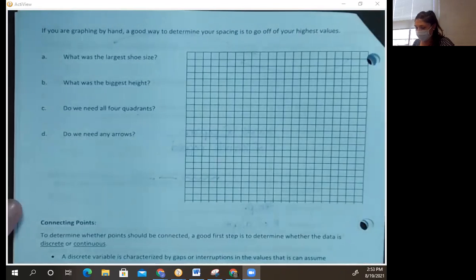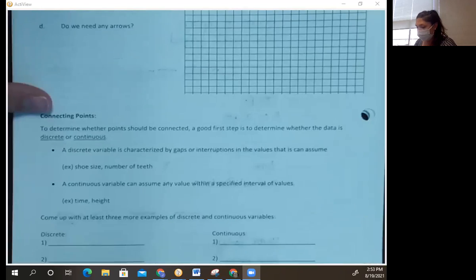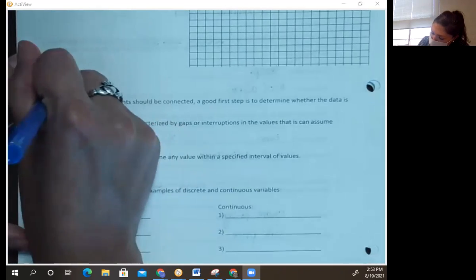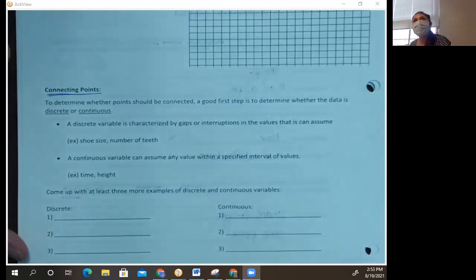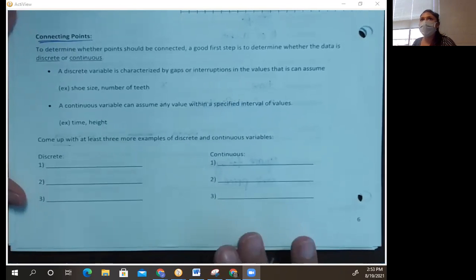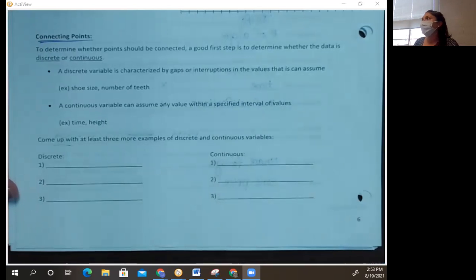Turn to the next page for me. Because we skipped the bottom of page 4, we are also going to skip the top of page 6. I want you to hop down to connecting points. Depending on our data, we may or may not want to connect the points that we've plotted. To decide if we want to connect those points or not, we need to continue to look at our variables, but this time we're asking ourselves, are they what we call discrete or continuous variables?